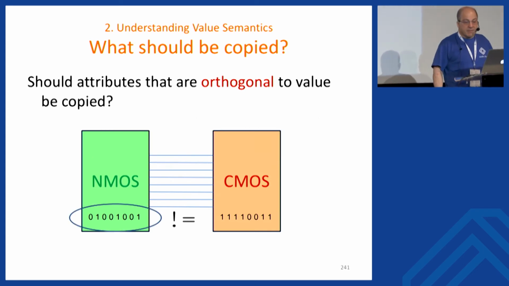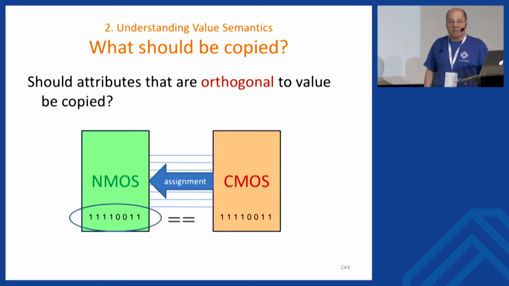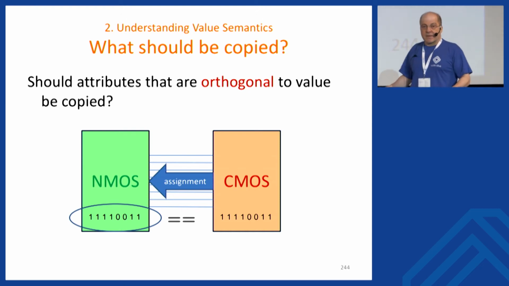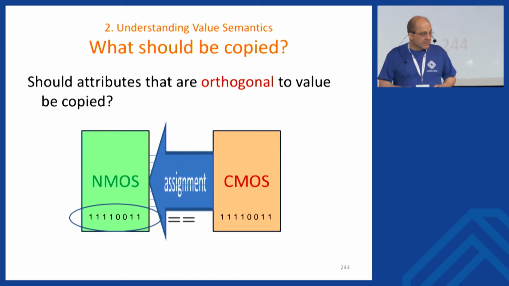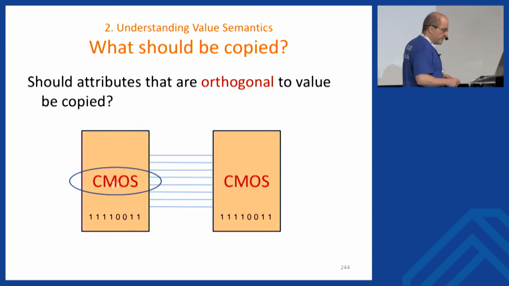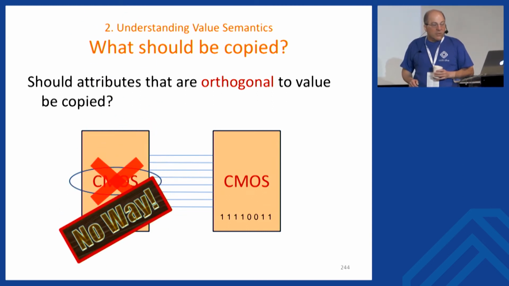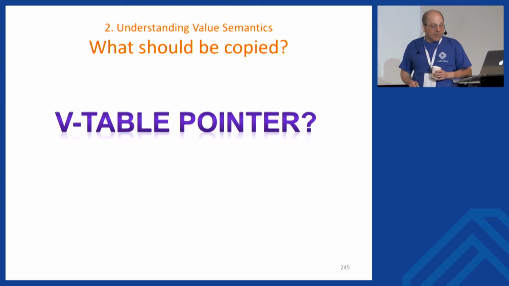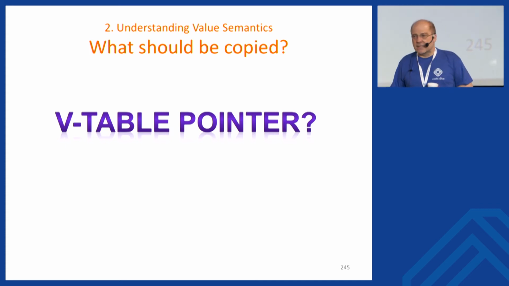Now, if I do an assignment, these are not equal. If I do the assignment, look what happens. Now they're equal. They represent the same value. But now imagine if assignment did something like this. What kind of world would we live in? So that is not what assignment does. Assignment does not change the type of an object. We have to keep that in mind. And so if you have a virtual table pointer, it would be really rude to change it through assignment, wouldn't it? That would be nasty.